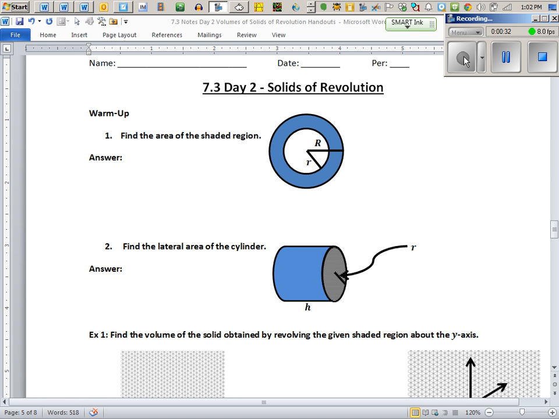So the first thing I want to do is have you just find the blue area on this first figure. Okay, and I think the answer's right there on your page. But why is it pi times, r squared minus r squared? Can you justify that real quick?